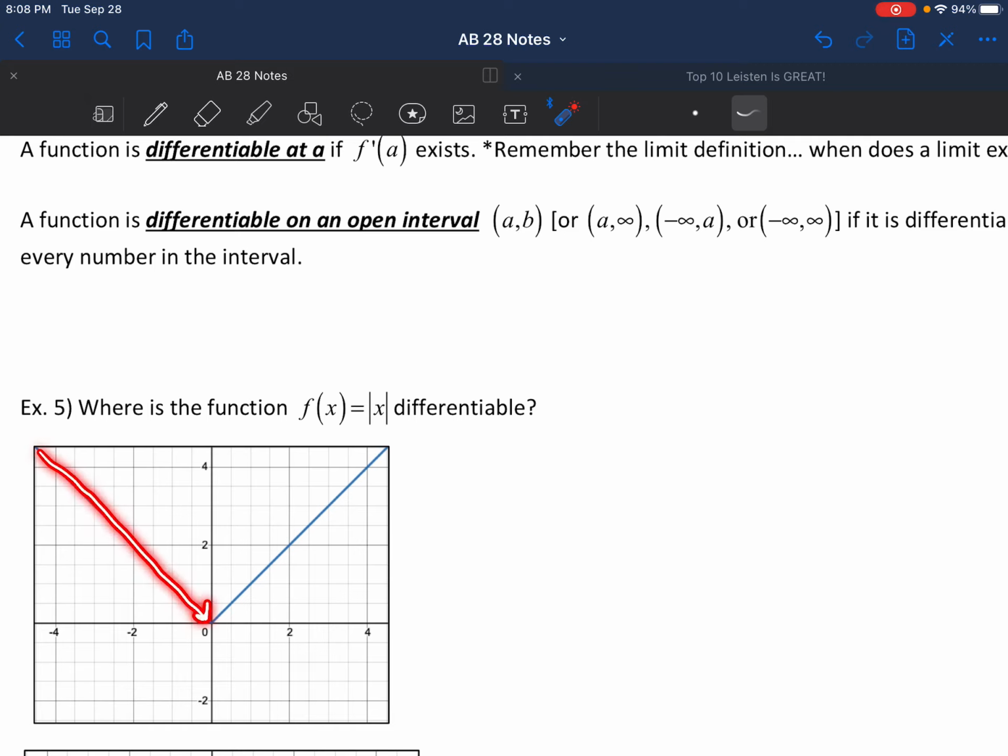Absolute value is two linear statements. We have a slope of -1 for all values less than 0. We have a slope of +1 for all values greater than 0. Well, look at what happens right at 0.